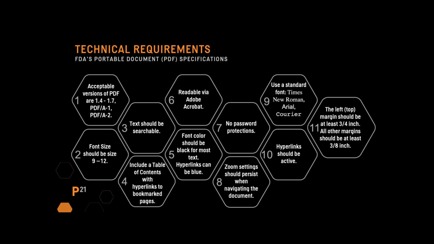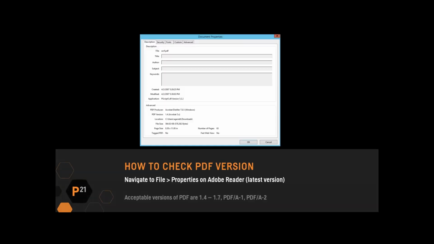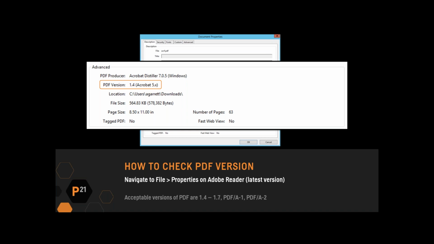So I want to show you guys how you can check the version of your PDF using the free version of Adobe Reader, the latest one that's available. You're going to go to the File menu and then select Properties. Once you do that, you'll be taken to a screen that looks like this, and you're on the Description tab, and in the bottom section there, under the Advanced section, if we zoom in, we can see that this particular PDF is of version 1.4, which is an acceptable version.